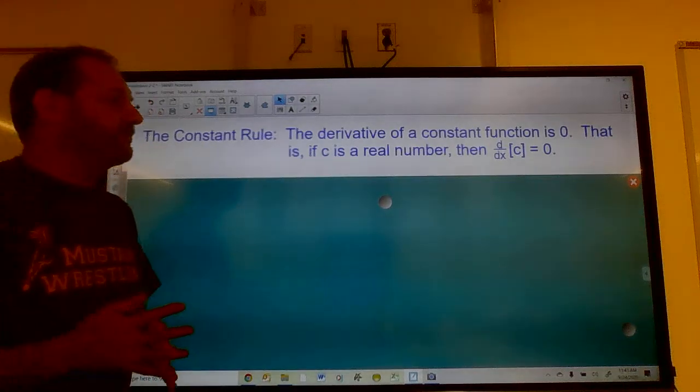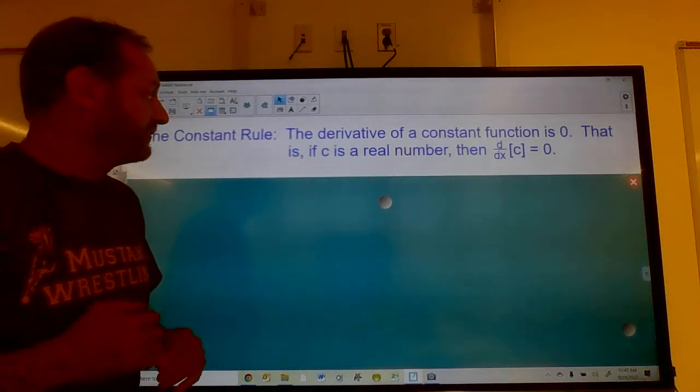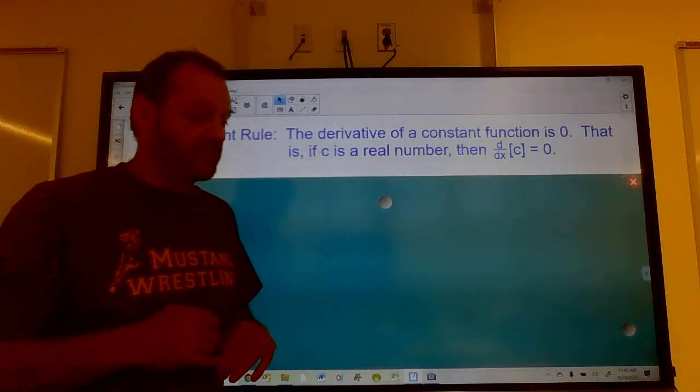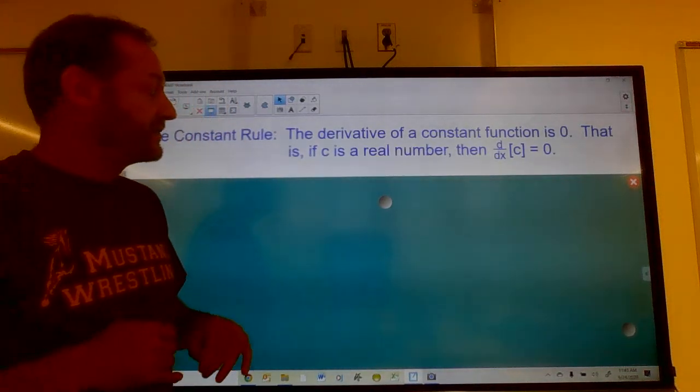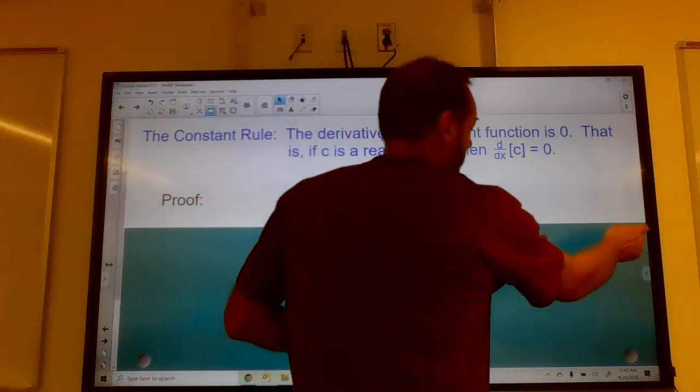It says the derivative of a constant function is 0. That is, if c is a real number, then the derivative of c is 0. Okay, we will go ahead and go through the proof of this.